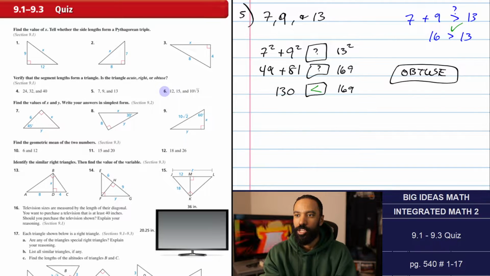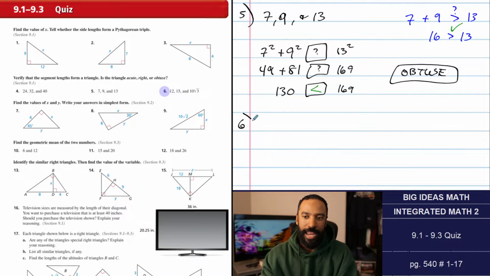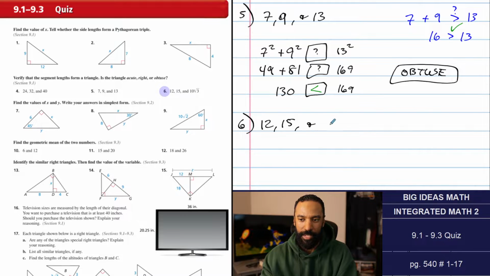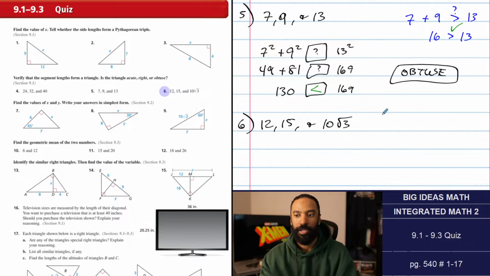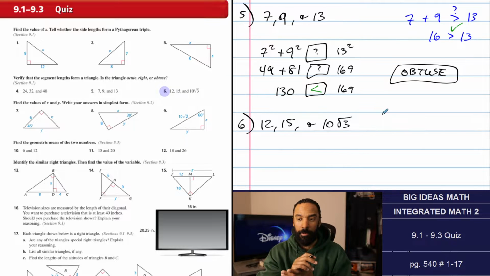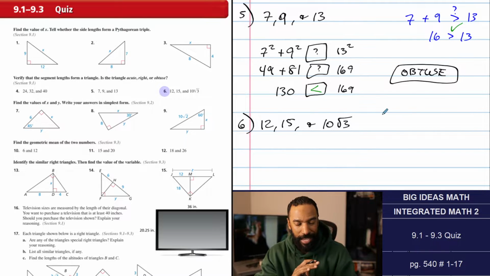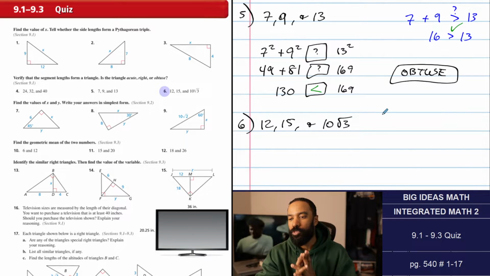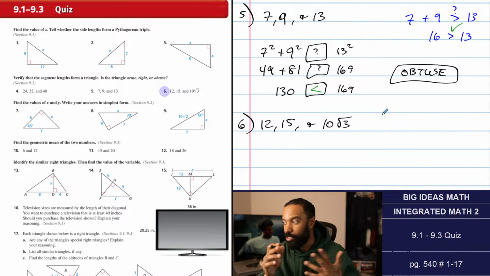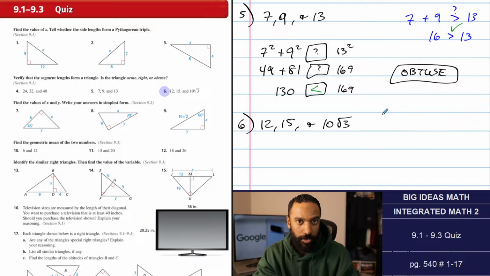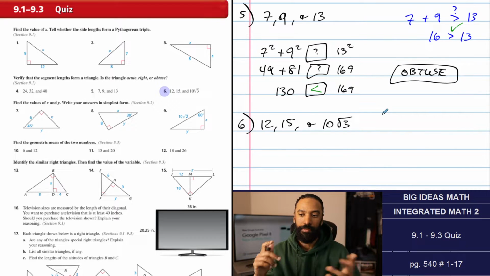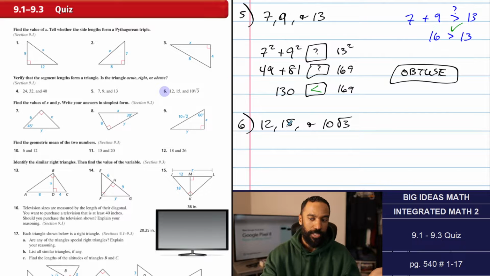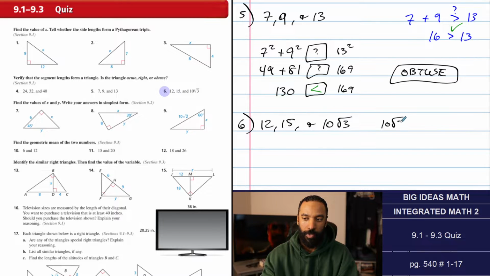All right, number 6, 12, 15, and 10 root 3. Now, if they just go in ascending order like they did last time, then 10 root 3 would be the biggest number. I happen to know it actually is the biggest number because I know that root 3 is around 1.7, and 10 times 1.7 is around 17. But if you didn't know that, find out by figuring out what it is. Use a calculator and do 10 root 3, or just square the value and compare to 15 squared. 10 root 3 squared is 300.